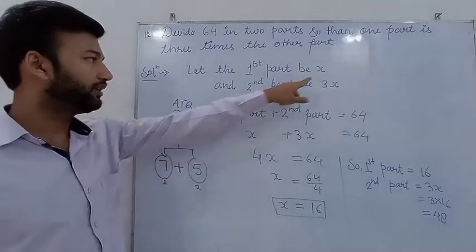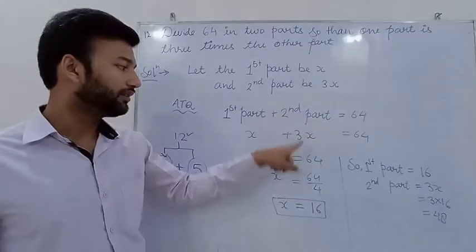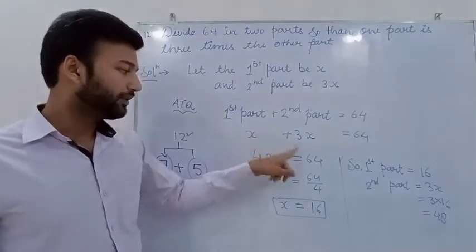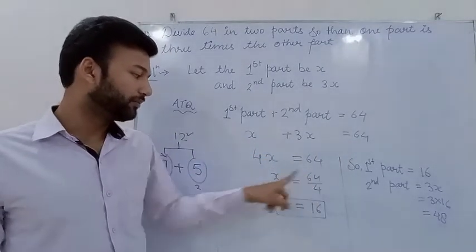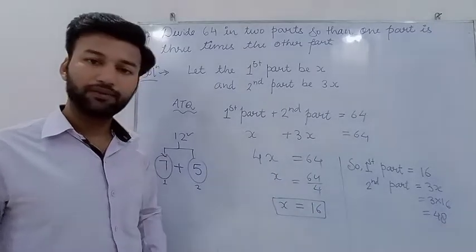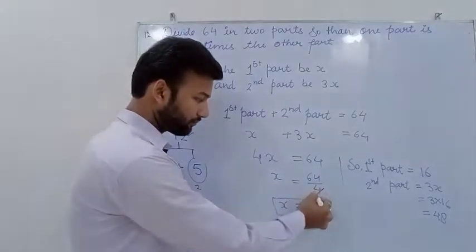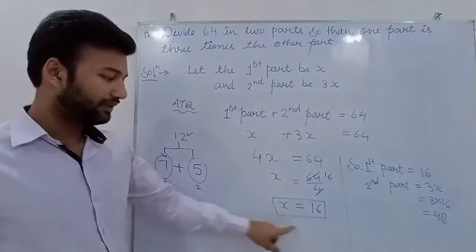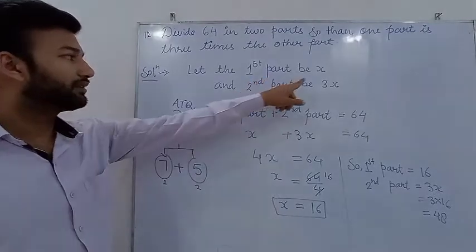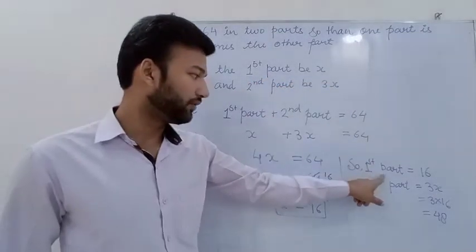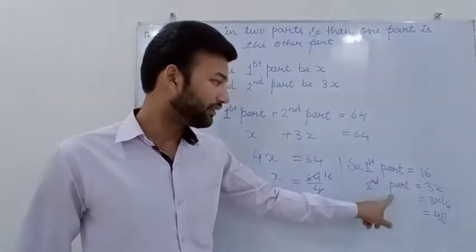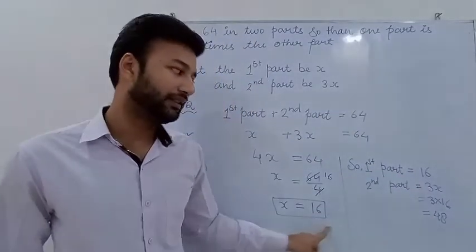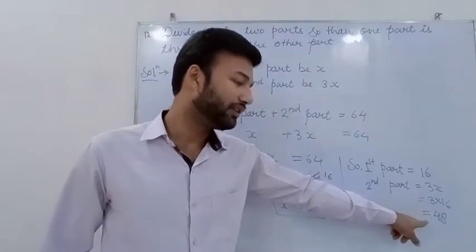Now what is the first part? The first part is x plus second part 3x equals 64. So x plus 3x is 4x equals 64. Now x equals 64 upon 4. Dividing, 4 ones are 4, 4 sixes are 24. Now x equals 16. So the first part is considered as x, so the first part is 16. Okay. And the second part is 3x. That's why 3 multiplied by the value of x, which is 16. So 16 threes are 48.